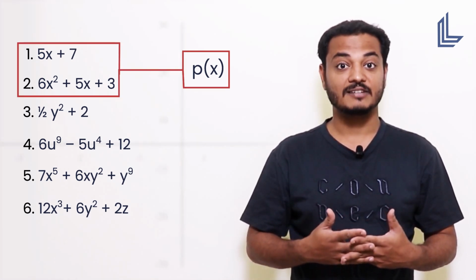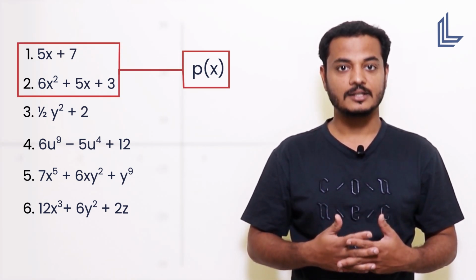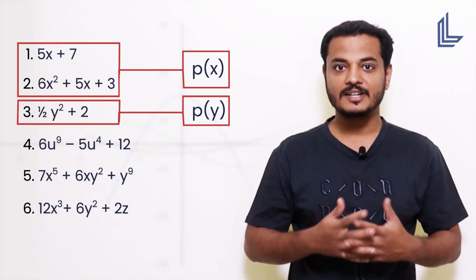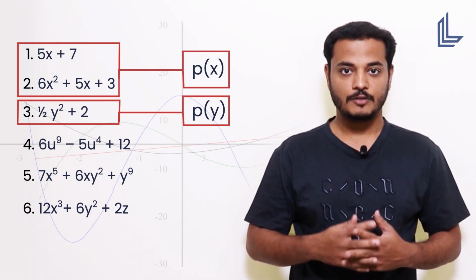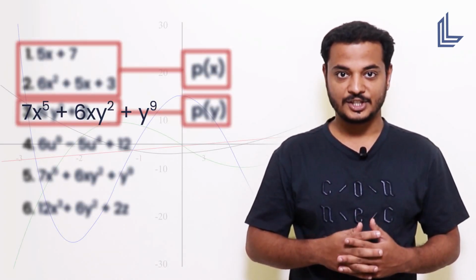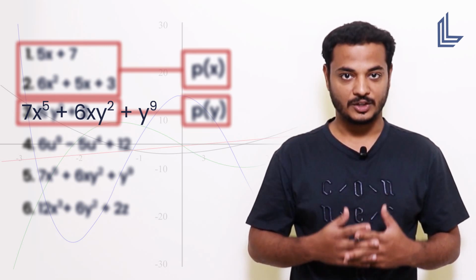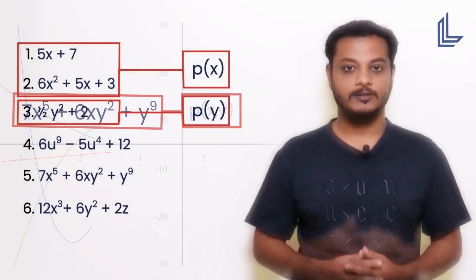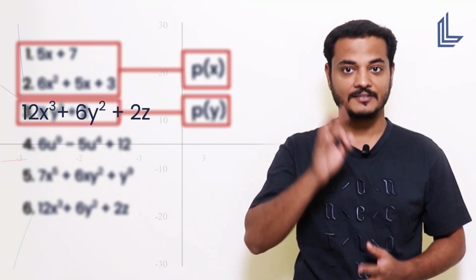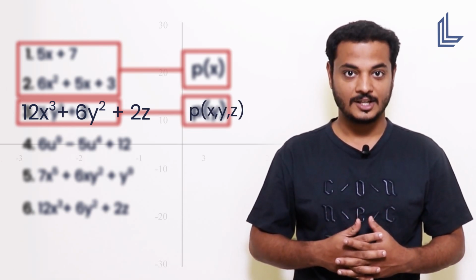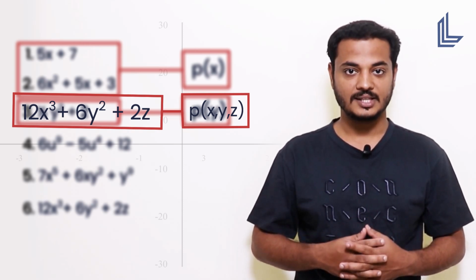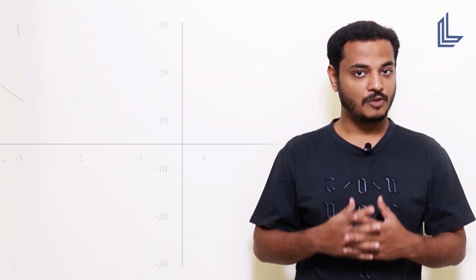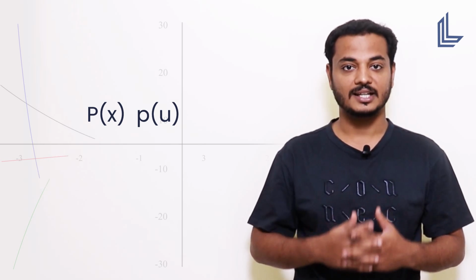If the expression has only single variable y in it, we will call that as polynomial in y or p of y. Now observe that we could even have polynomials with more than one variable in it. For example, consider this expression. This expression has two variables x and y in it. So we call it polynomials in two variables x and y, or simply p of x, y. This expression on the other hand has three variables in it, x, y and z. So we call it a polynomial in three variables x, y, z, or simply p of x, y, z. In this chapter, our focus will only be on polynomials in single variable.